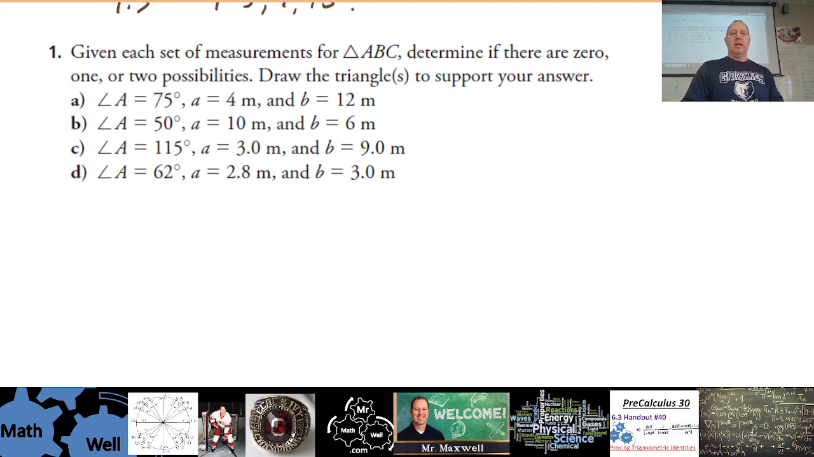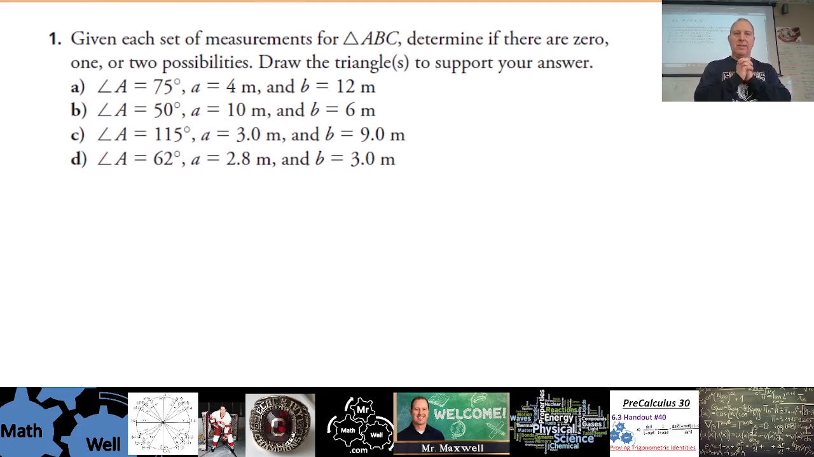So, number 1. Given each set of measurements for a triangle ABC, determine if there are 0, 1, or 2 possibilities. Draw the triangles to support your answer. Okay, so let's do letter A.